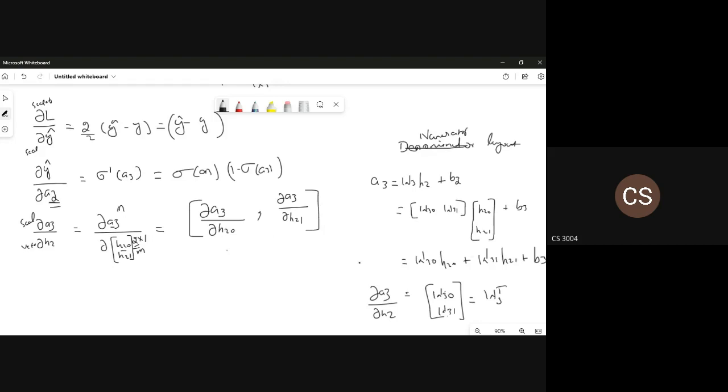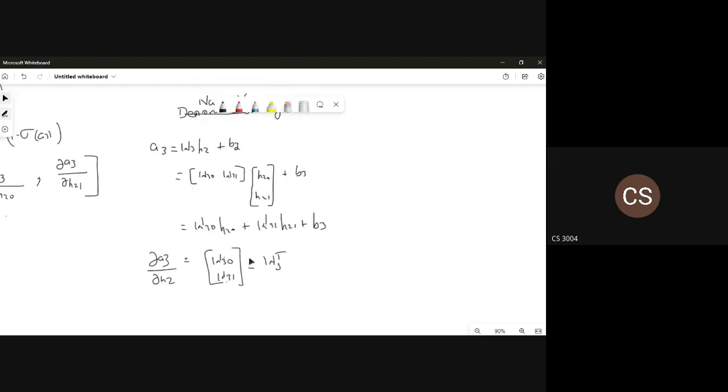So if I do so, then what happens? If you take the derivative for this, the things will change. Now W31 comes here, so the values are not going to change. If I compute the partial derivative of A3 with respect to H20, W30 is the answer. Similarly, if you take the derivative of A3 with respect to H21, W31 is the answer. So if we follow the denominator layout, I put W31 here. If I follow the numerator layout, I put W31 here.